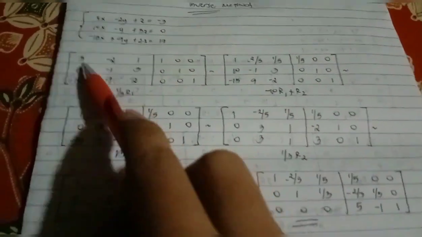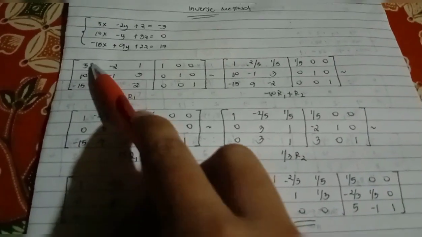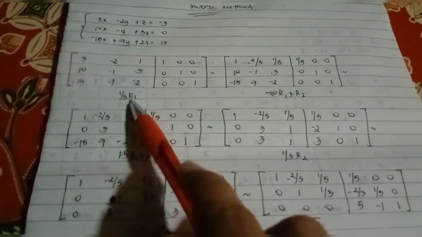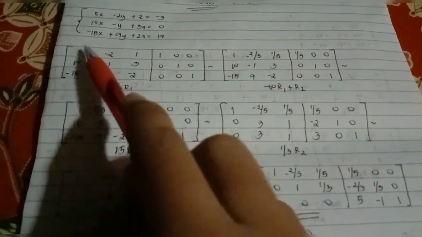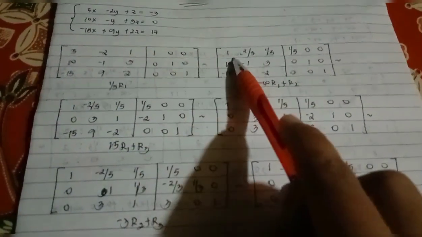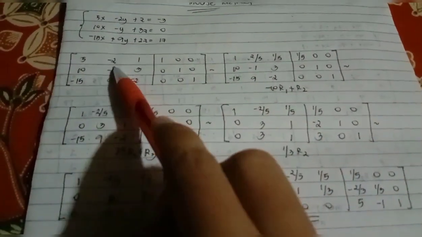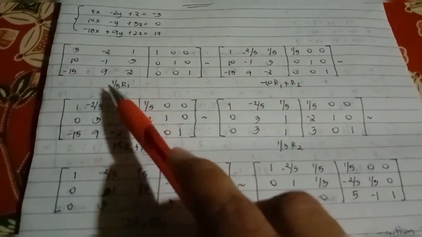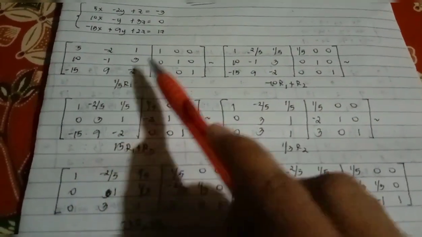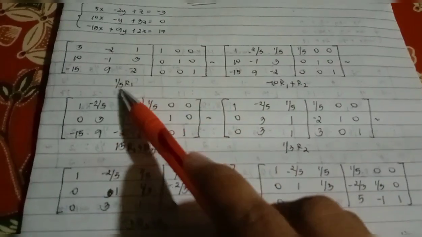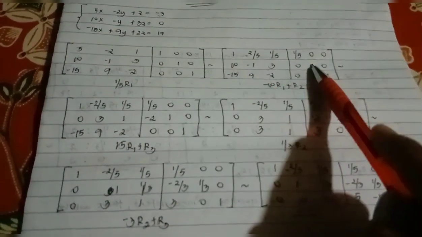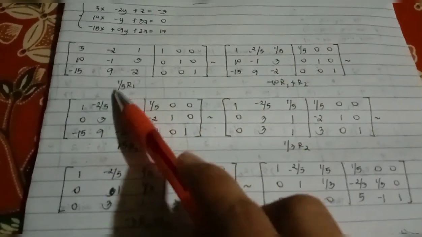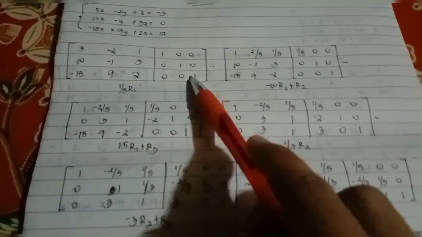The first goal is row 1. 1/5 times 5 is equal to 1. 1/5 times negative 2 is equal to negative 2/5. 1/5 times 1 is equal to 1/5. 1/5 times 1 is equal to 1/5. 1/5 times 0 is equal to 0. 1/5 times 0 is equal to 0. Then copy the second column and the third column.